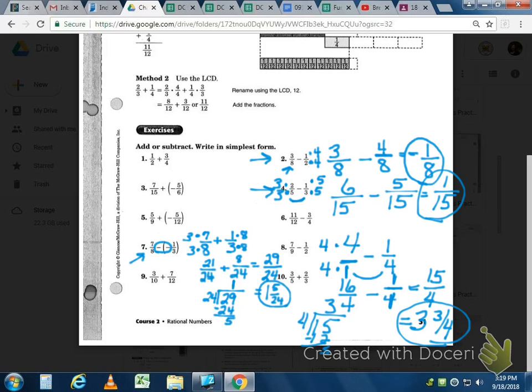Make sure you rewrite these with a common denominator, add or subtract the numerators, and simplify your answer.